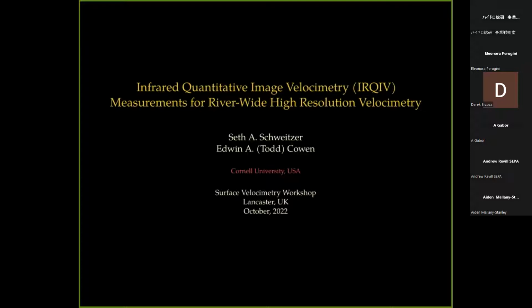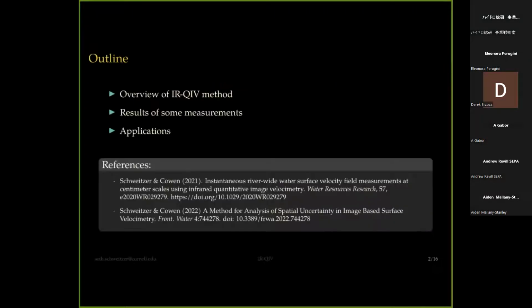Hello, everybody. My name is Seth Schweitzer from Cornell University in the USA. I'm going to be talking about using infrared imagery for surface velocimetry. We call this method IRQIV for infrared quantitative image velocimetry. So there's no particles, so it's not particle image velocimetry, but there's a lot of similarities.